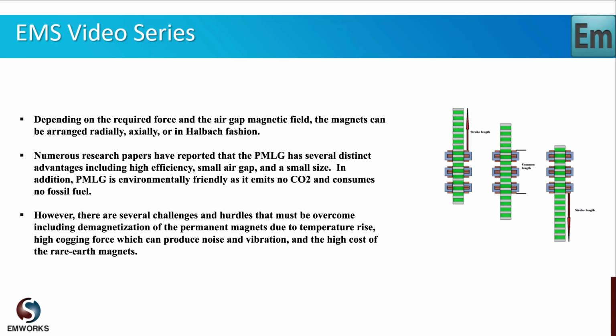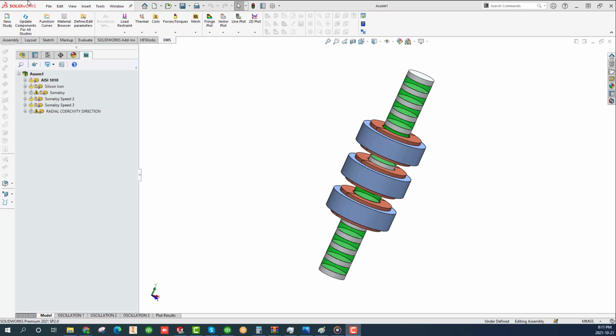However, there are several challenges and hurdles that must be overcome, including demagnetization of the permanent magnets due to temperature rise, high cogging force which can produce noise and vibration, and the high cost of the rare earth magnets. Since EMS is an add-in to SolidWorks, the number one 3D CAD software, the creation and modification of the geometry is as easy as pie.